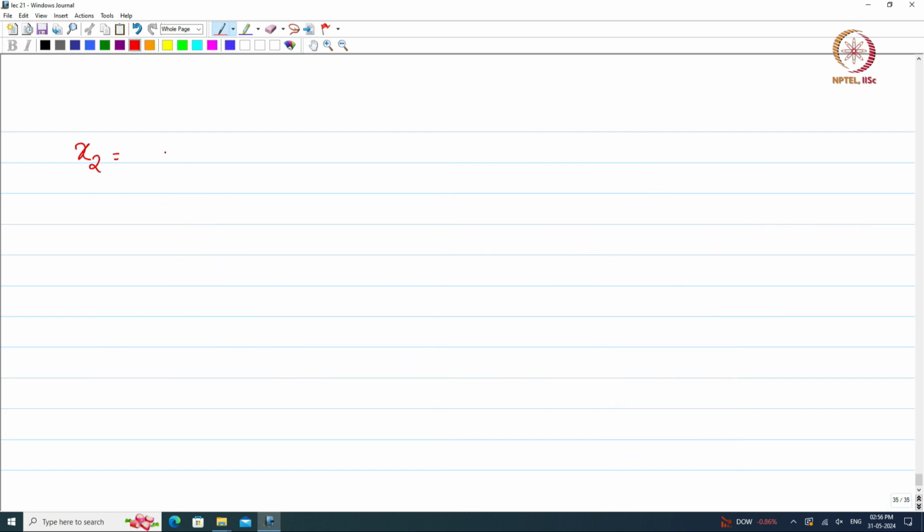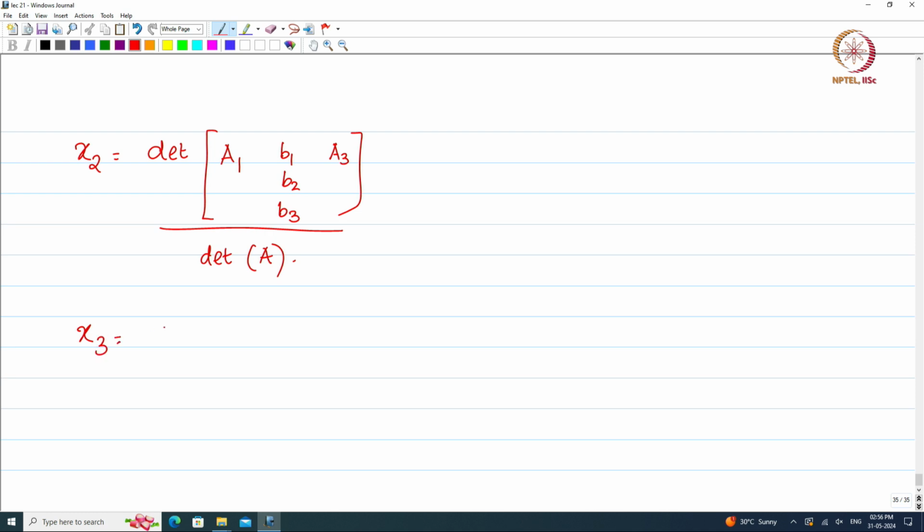X2 was basically the determinant of this matrix, we had this matrix with the first column A1, the second column now gets replaced with B1, B2, B3, and the third column remains as such. We have this divided by determinant of A, and similarly we have x3 to be the determinant of this matrix which is A1, A2, now the last column gets replaced with B1, B2, B3 divided by determinant of A.